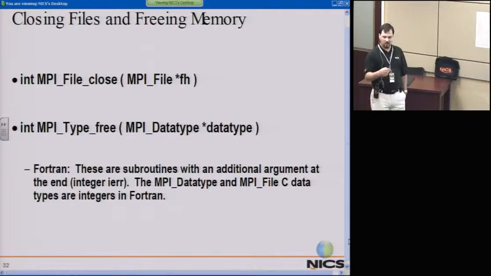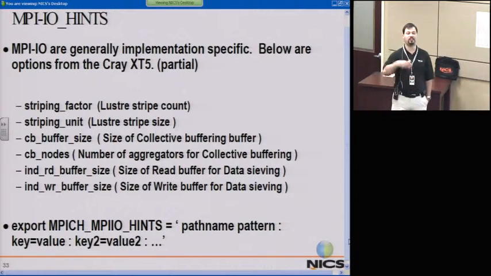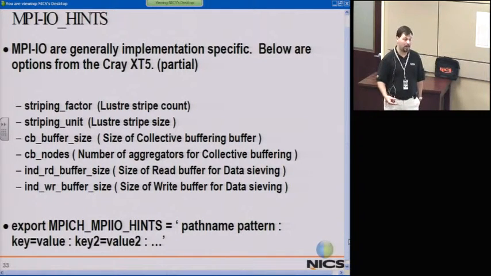And also at the end, you close files and you free data types, so I won't go into too much detail about that. So MPIO hints: either in the application or external to it, you can define these MPIO hints, which give additional information to the MPIO library. These are generally implementation specific, so on the Cray XT5, here's a list of some of them. This isn't all of them, but these are the ones I find the most useful.